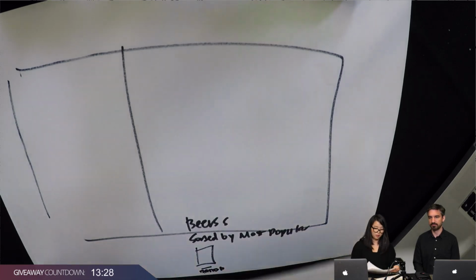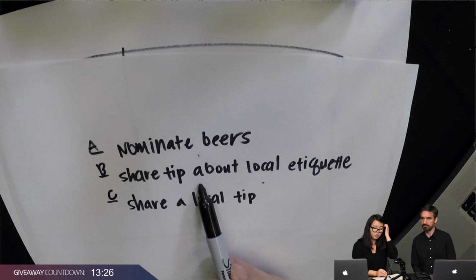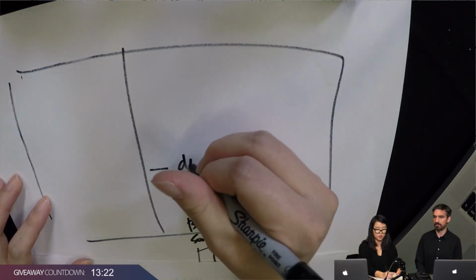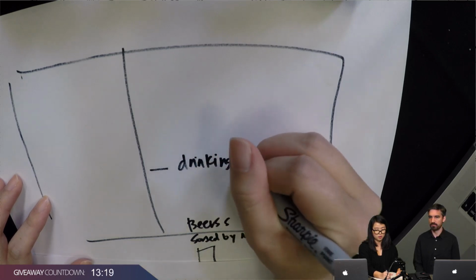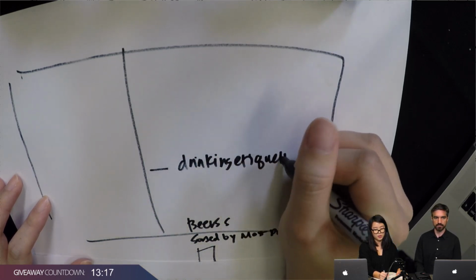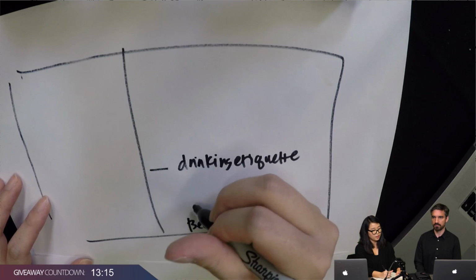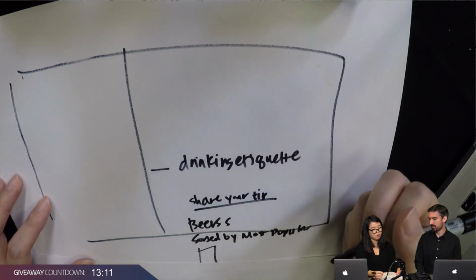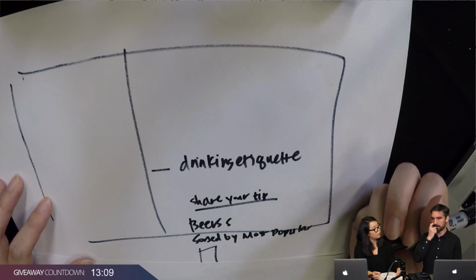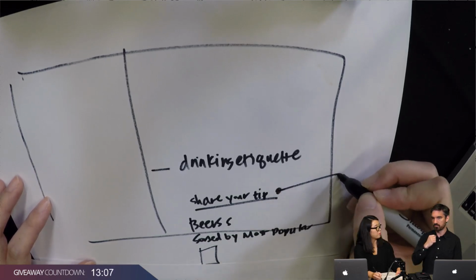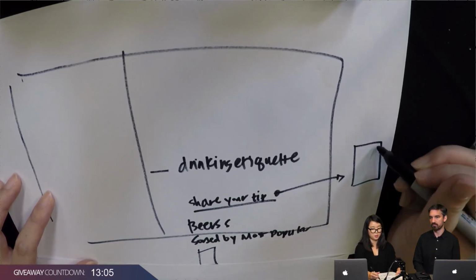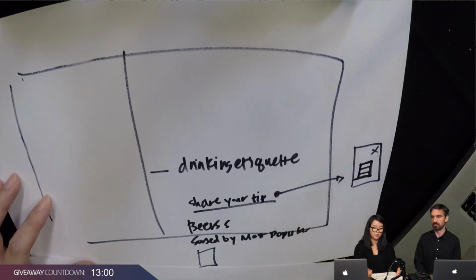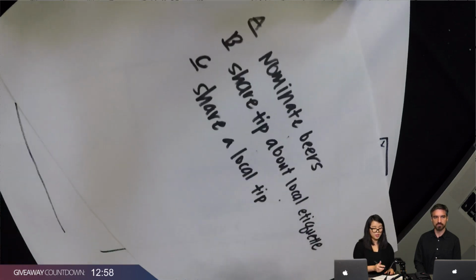And then the next thing we want to think about is sharing tips about the local etiquette. We do have a section here for drinking etiquette. Maybe we can add a call to action here that says share your tip. And then this could pop a form or modal that's asking for your tip. Actually, it should be a text field. And then same thing about local tips.